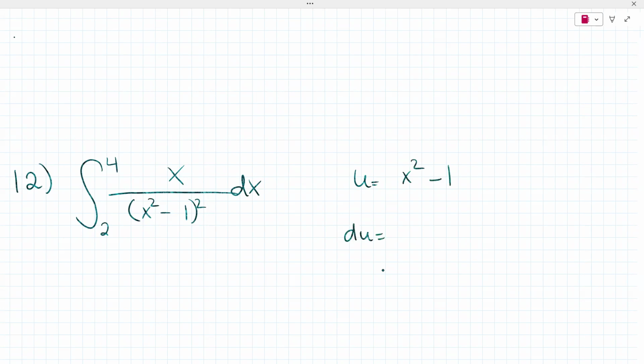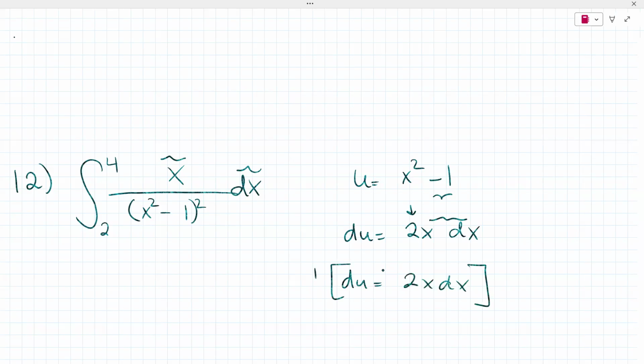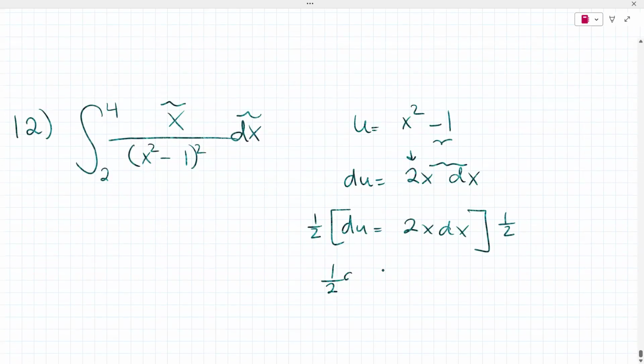Then you take your du. What's the derivative of x squared? It's 2x. What's the derivative of negative 1? 0. And then you add the dx. Now, is there anything we must get rid of? Well, we have an x and a dx, which is good, but we don't have this extra 2. So you get rid of that 2 by multiplying both sides by the reciprocal, 1/2. So this is going to be 1/2 du, and 2 times 1/2 is just x dx. So this works out nicely.